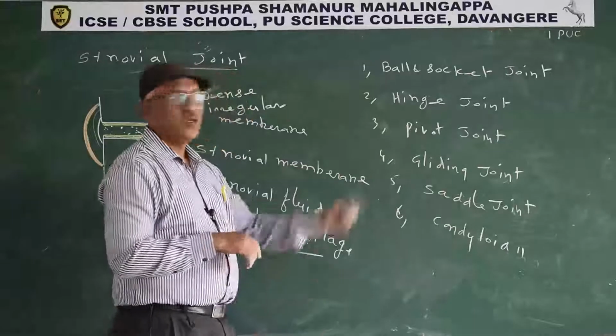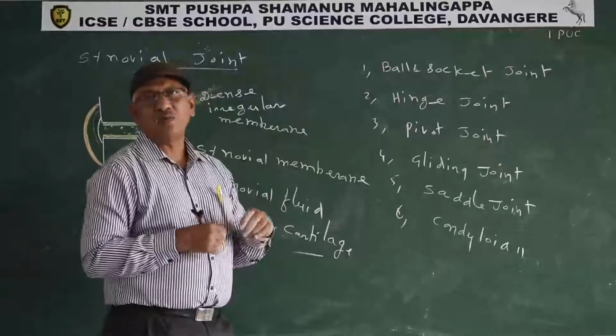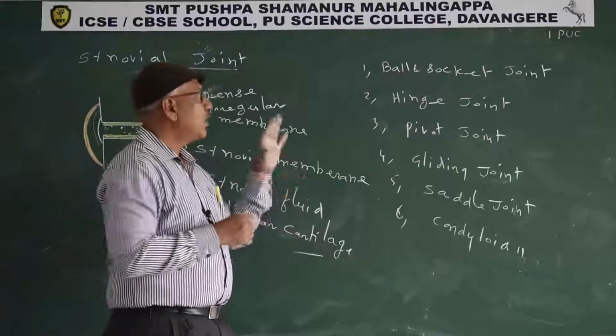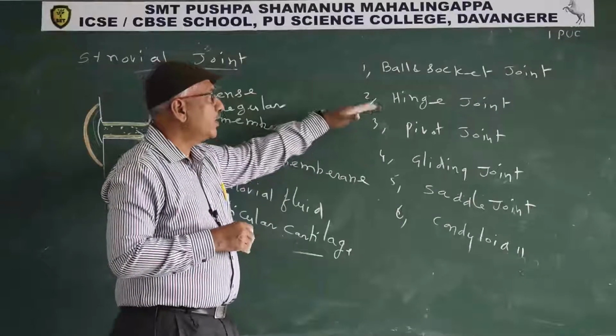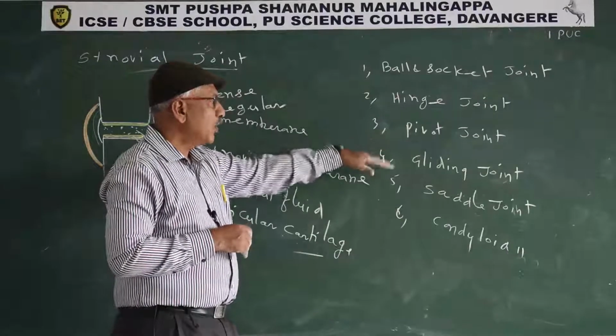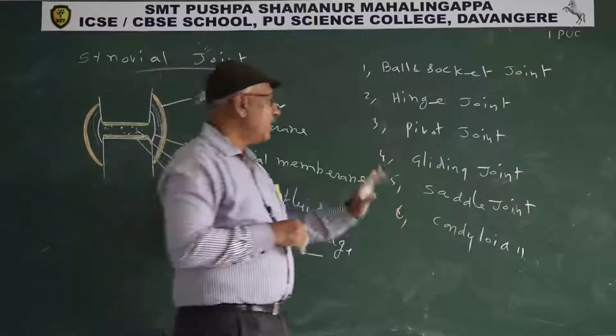Tomorrow we are going to discuss in detail, with the help of diagrams, the six types of synovial joint. All synovial joints are freely movable: ball and socket joint, hinge joint, pivot joint, gliding joint, saddle joint and condyloid joint.